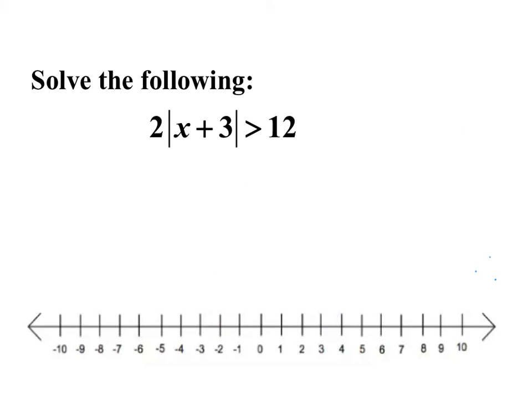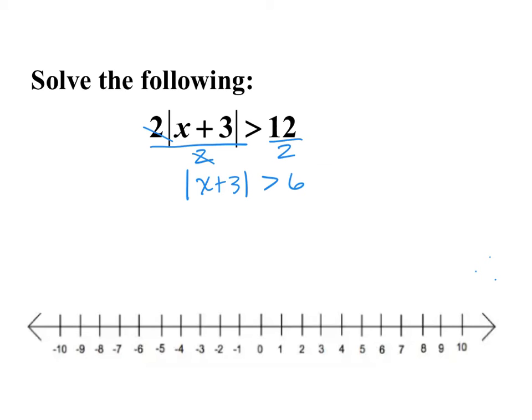Okay, let's take a look at one more example, and the first thing you'll notice is that the absolute value symbol is being multiplied by 2. So the first thing we need to do is isolate this absolute value symbol. So what we're going to do is, since the absolute value is being multiplied by 2, we're going to divide both sides by 2. So what we get then is that the absolute value of x plus 3 is greater than 6. 12 divided by 2 is 6.